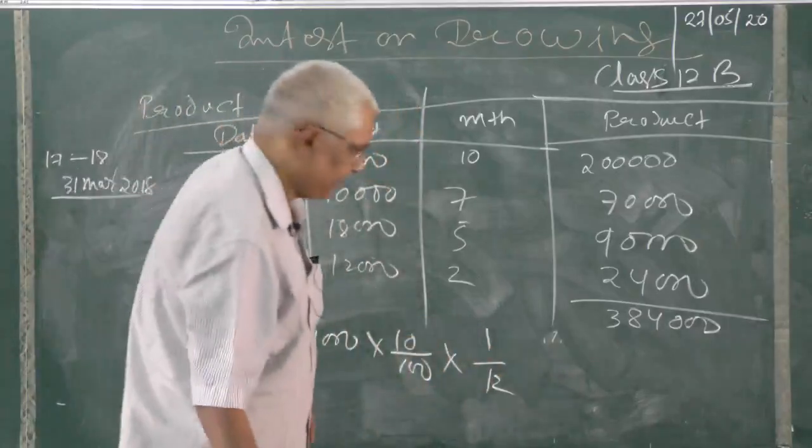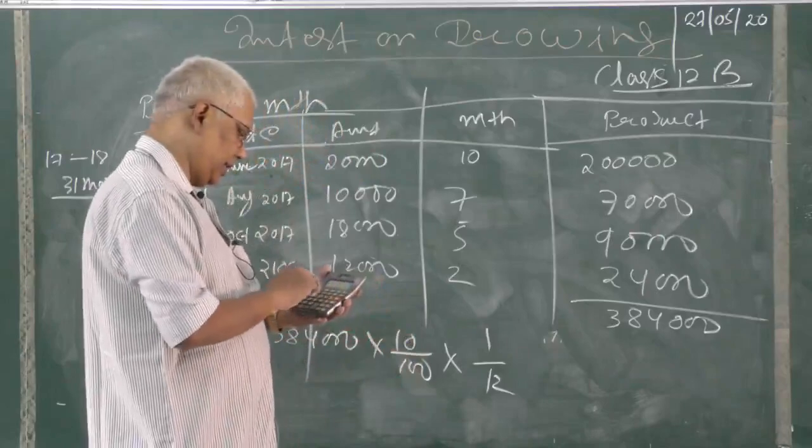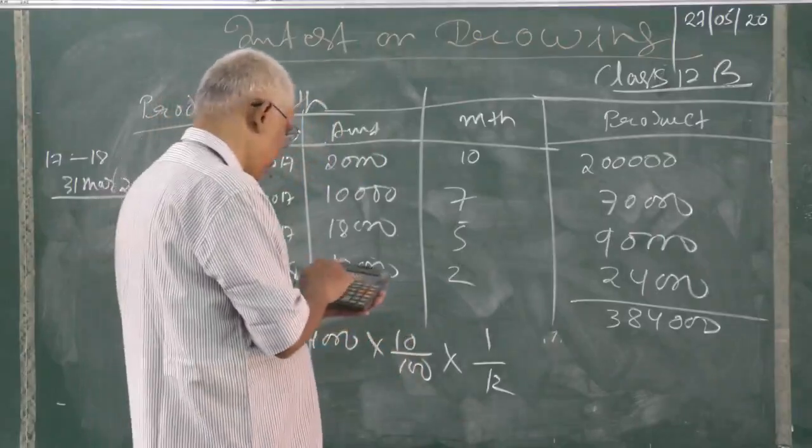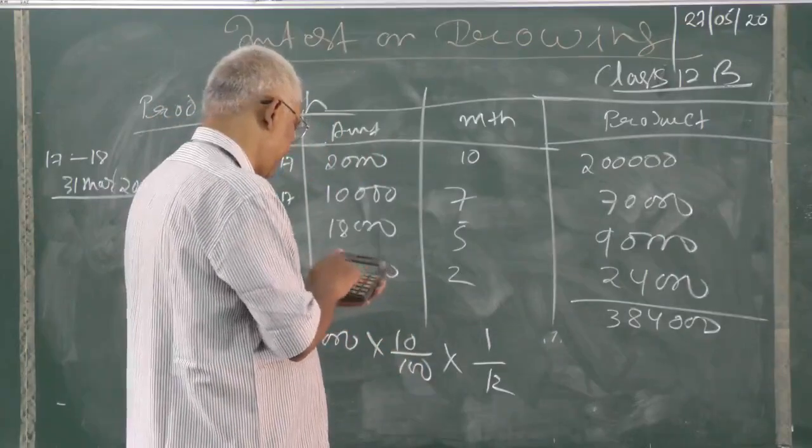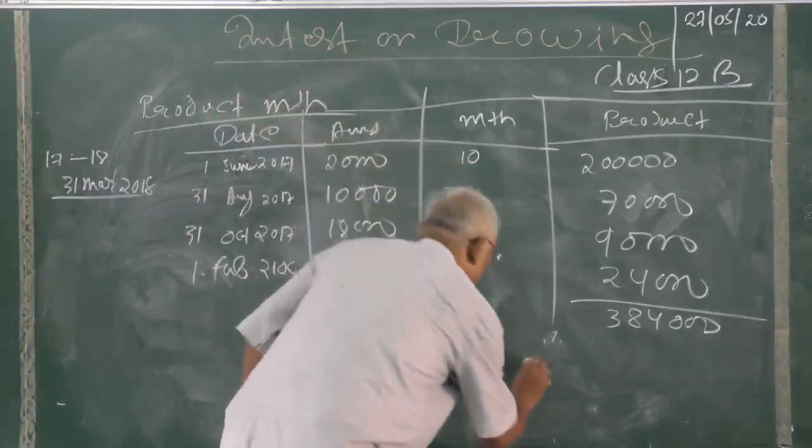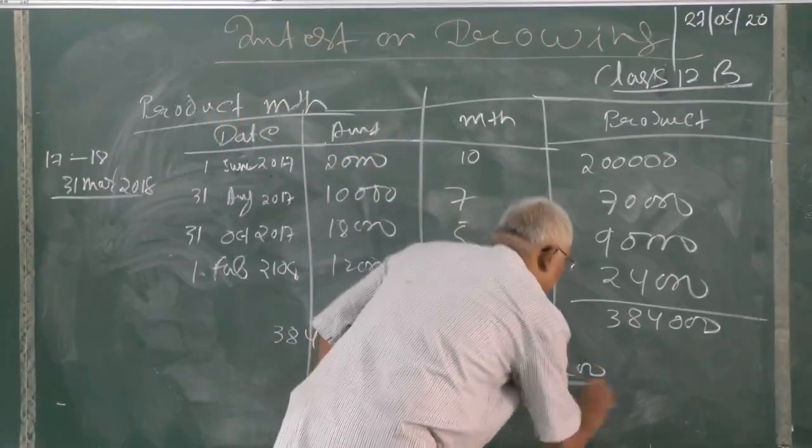If you multiply it by weeks, then here it will be 1 by 52. So this will be 3,84,000 into 10% divided by 12. It is 3,200 interest.